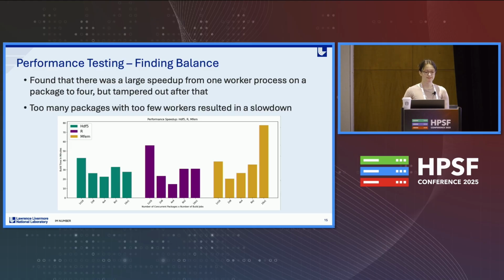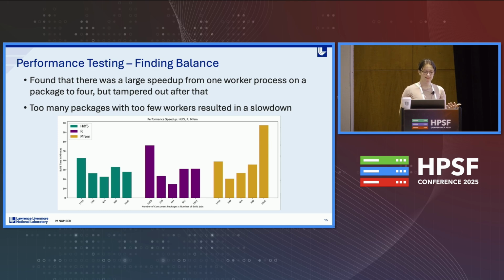So then we started some performance testing, like I was saying, and we found that there was a large speed up from one worker process, like one make job, on a package to when we were dedicating 4, but after that, it was pretty much the same speed up. So some packages weren't even benefiting from having 16 processes dedicated to them.